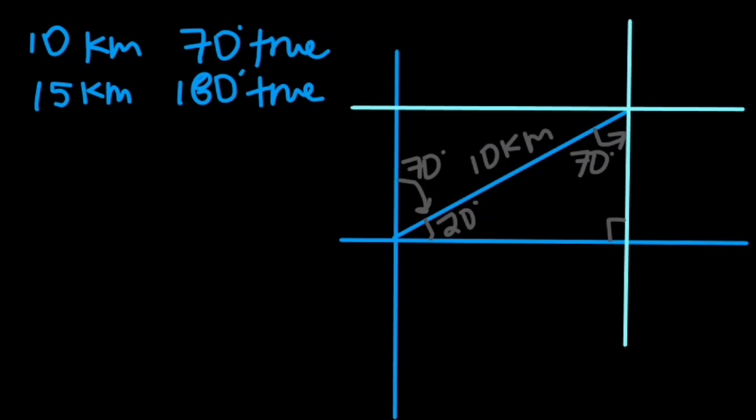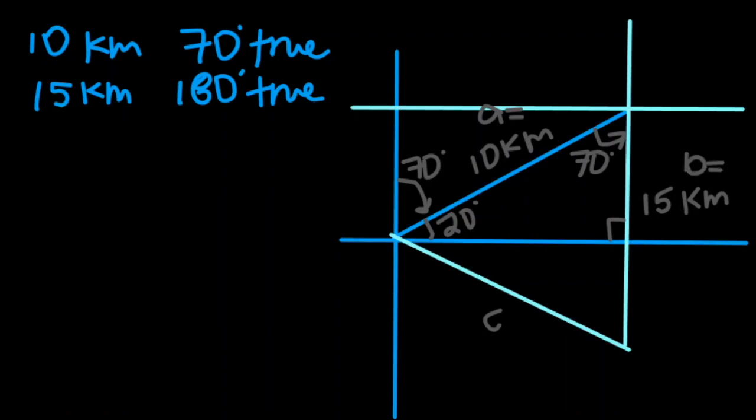We can assume that this is a right triangle because axes will always intersect at a 90-degree angle. We can also go ahead and label this direction 15 kilometers because if you go 180 degrees true from this spot right here, that would be going 180 degrees away from true north, which would mean due south, which gives us the 15 kilometers. So now what we have to do is draw the resultant vector from A and B, and let's label this C, and then the 10 kilometers can be side A, and the 15 kilometers can be side B.